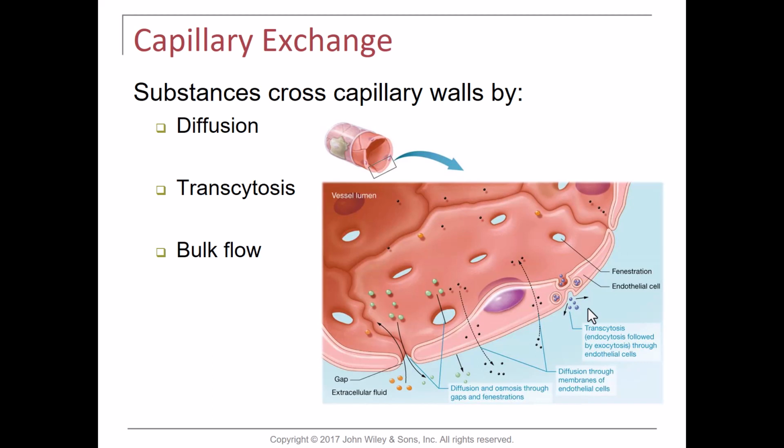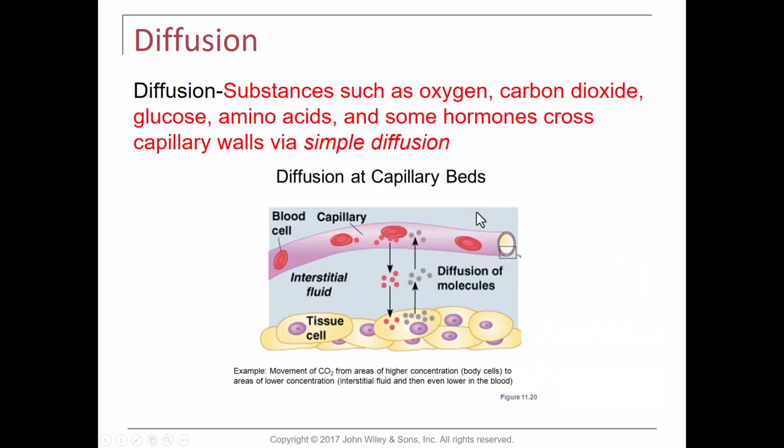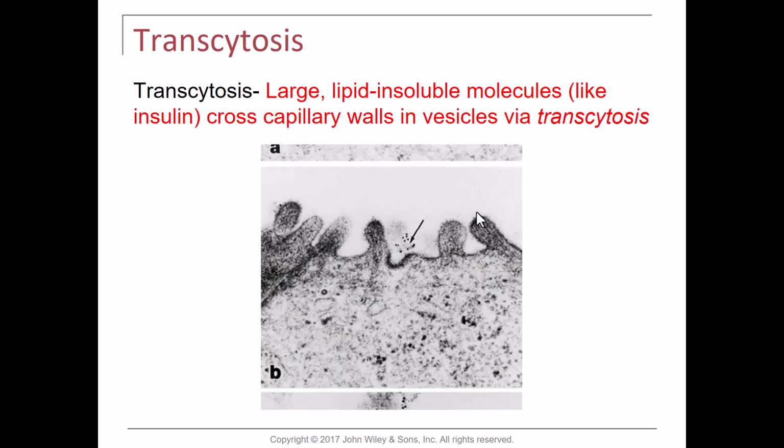But what we're going to look at mostly is kind of a take on osmosis and diffusion called bulk flow. And in bulk flow, that means we are going to move large amounts of things through the cell. So we see diffusion is moving down a concentration gradient with simple diffusion. Certain things are able to move by diffusion, like oxygen, CO2, some hormones. Transcytosis, this happens in large lipid-insoluble molecules that cannot cross by diffusion.